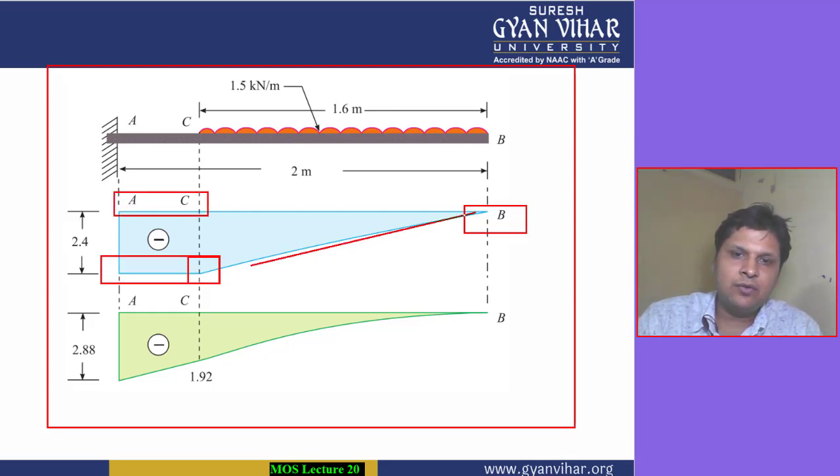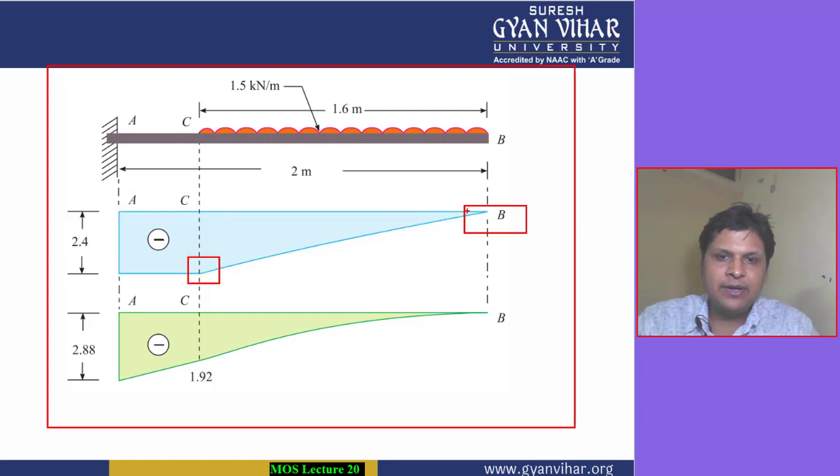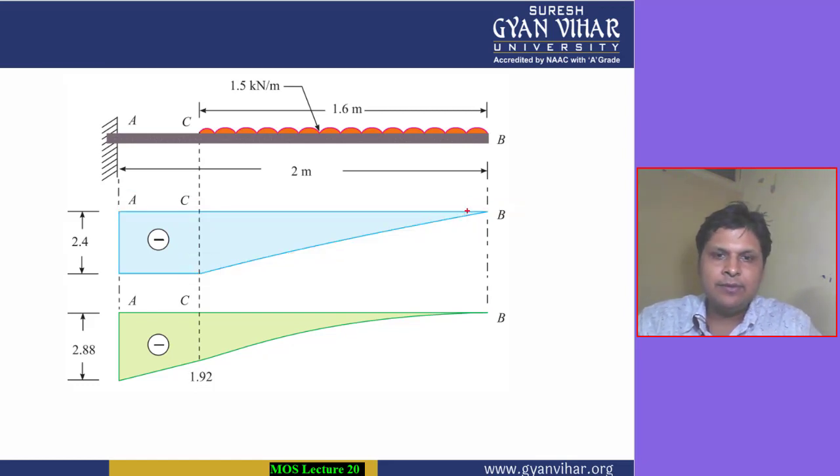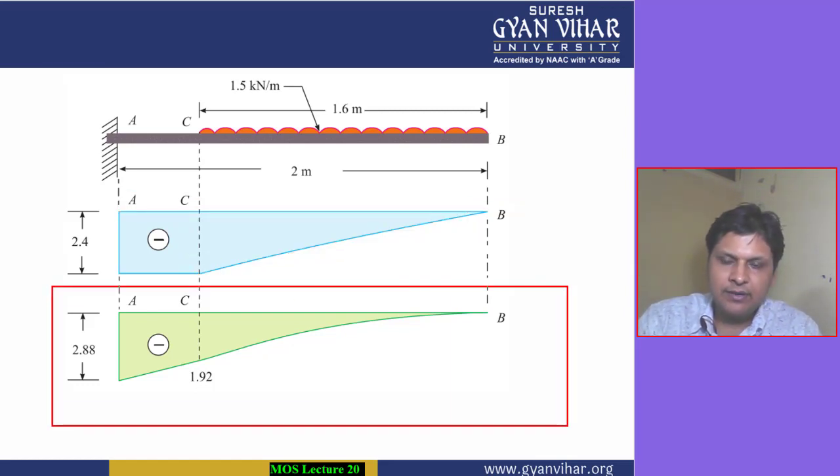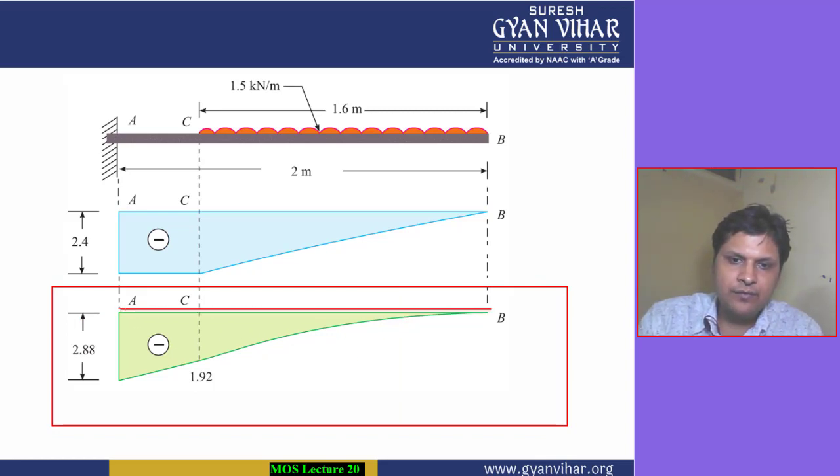So an inclined line from here to here, and then a horizontal line here. In this way your shear force diagram was completed. And in the bending moment diagram, what were you doing? This is the bending moment diagram. How have we drawn it? This is the baseline which we have drawn first of all.